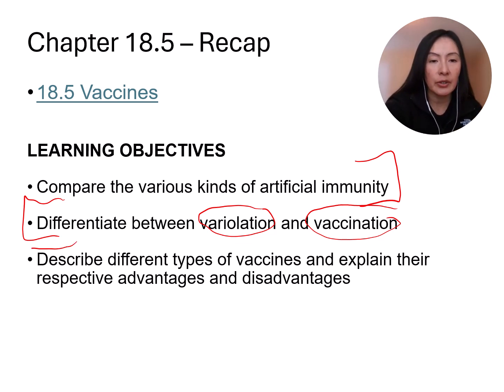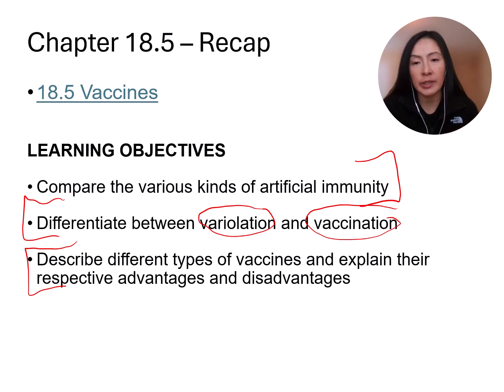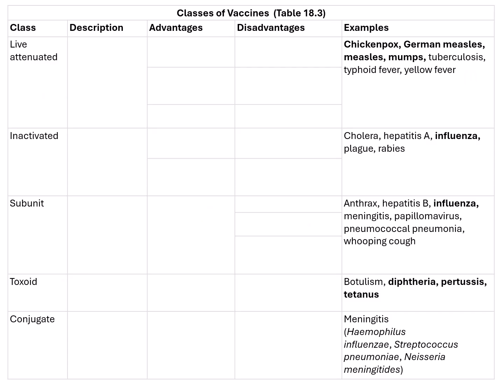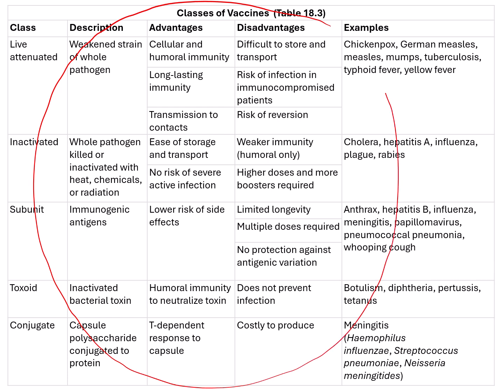For the third learning objective, this is really referring to that table from the book, so let's look at that table again together. So that third learning objective asked us to describe different types of vaccines and explain their respective advantages and disadvantages. So I've blanked out those columns. See if you can go through each, provide a description and a few pros and cons for each of the vaccine types. And here's the complete table again, so you can compare your answers here.